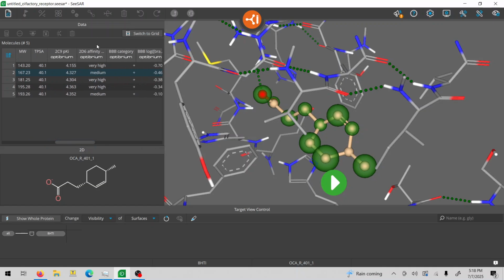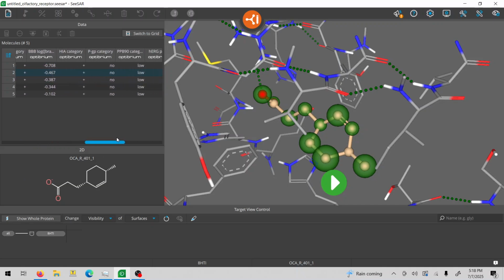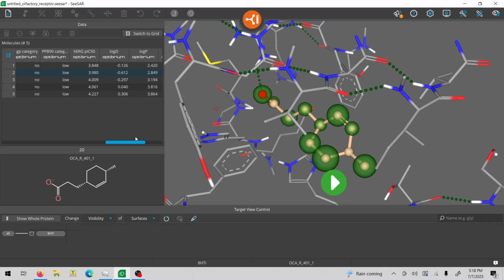And it went from 2D6 affinity being very high to medium. 2D6 is one of the enzymes that breaks down chemicals in your body. I don't know exactly whether it is 2D6 or 2C9 or HERG yet. Don't remember everything. But I remember HERG. HERG is something you should look out for.